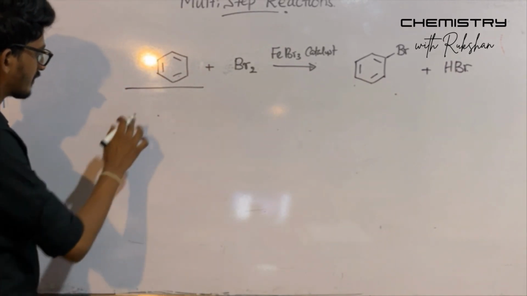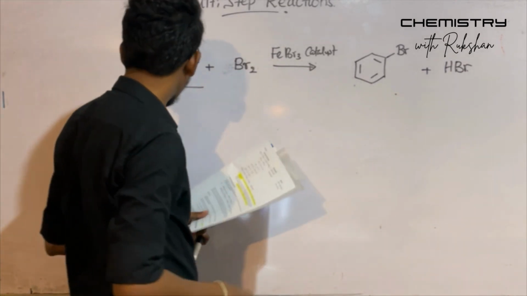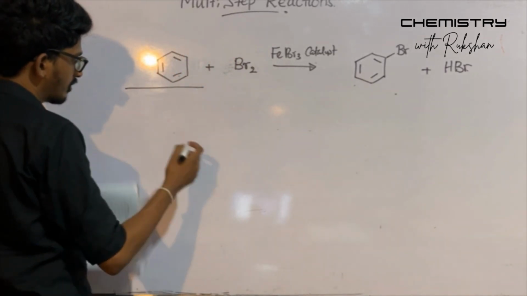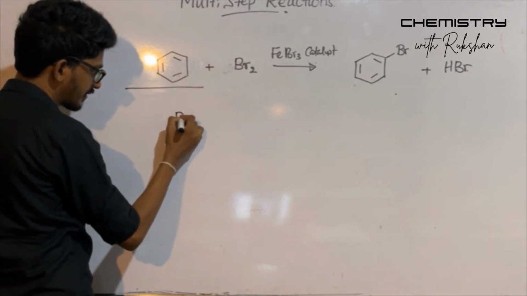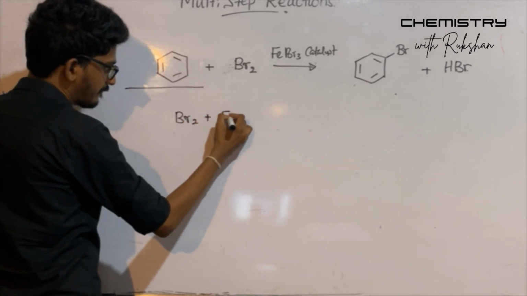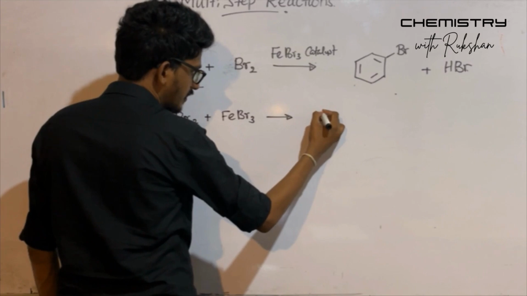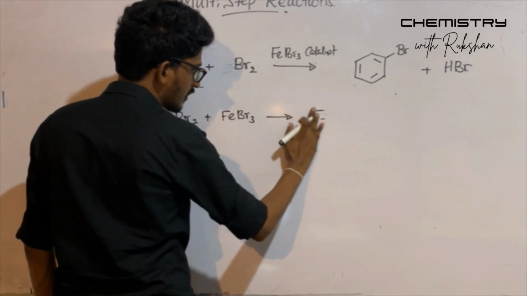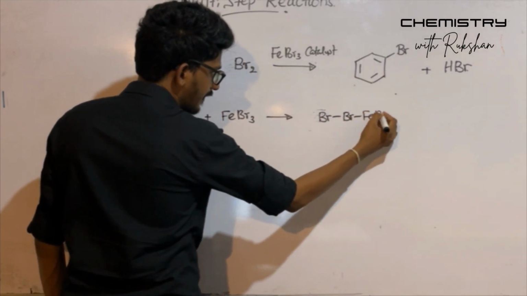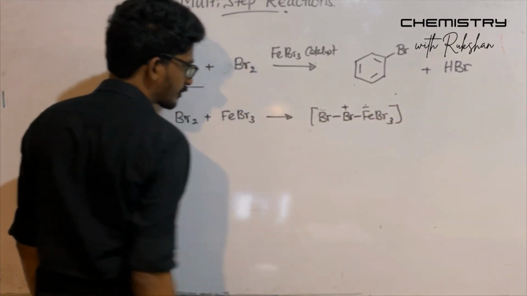If you are examining the mechanism here, the steps involved in this reaction, what are the steps involved? First, the reaction of these 2 guys. This is the first step: Br2 reacting with FeBr3 to come up with this one, Br-Br-FeBr3. This is the first step.